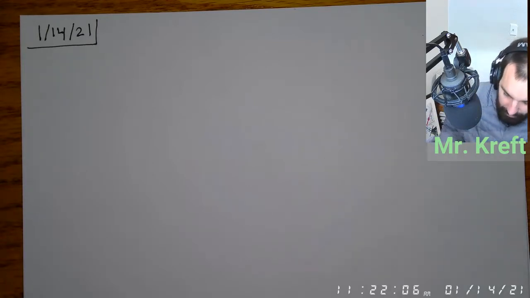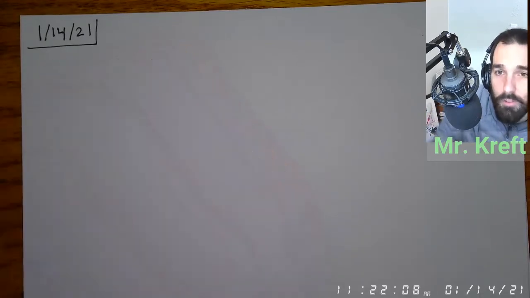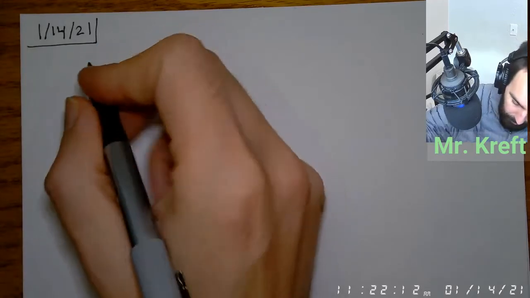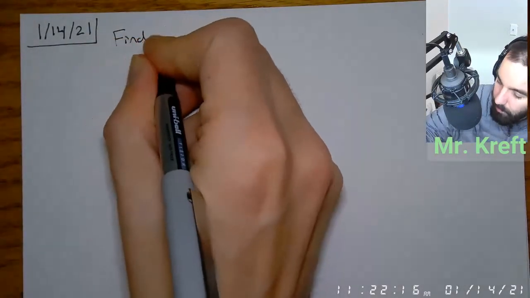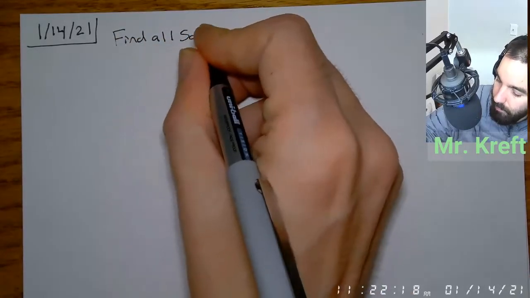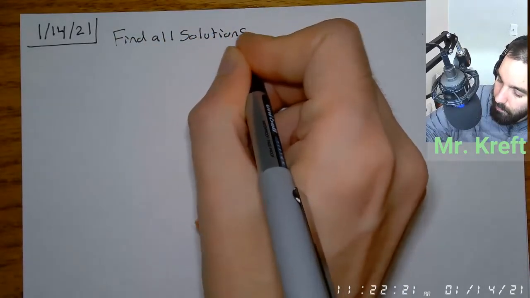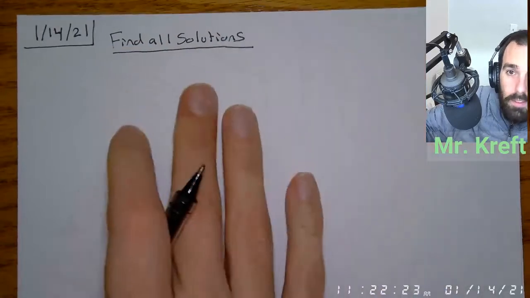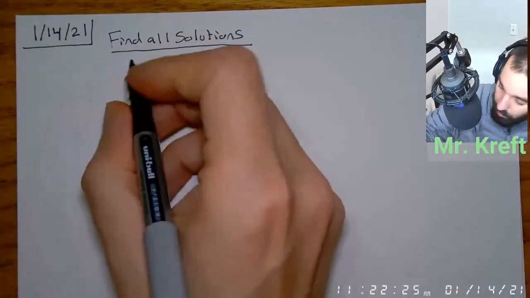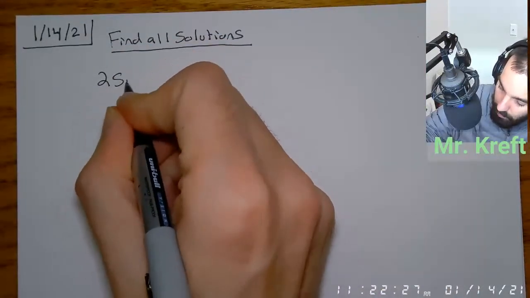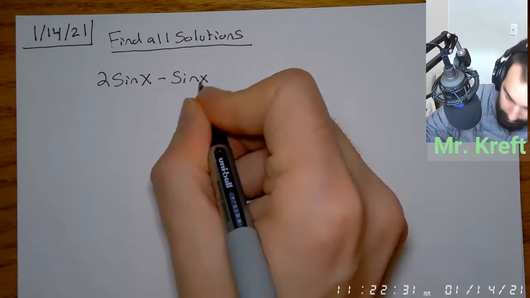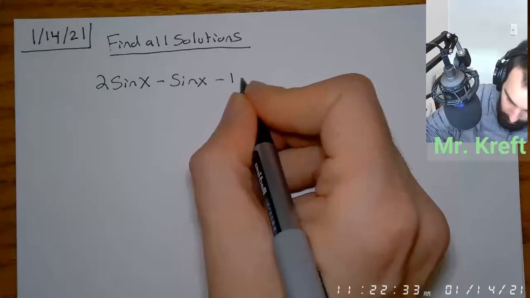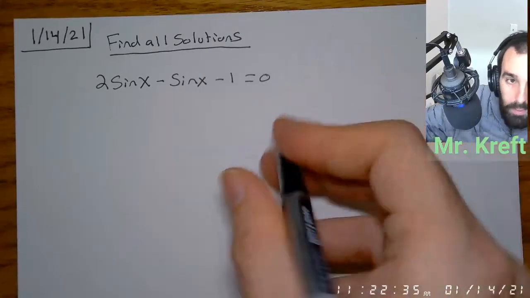Let's do this. The first type we're going to take a look at is one that's a little bit like a quadratic. So we're going to find all solutions. What's our equation here? We're going to have 2 sine squared of x minus sine of x minus 1 equals 0.